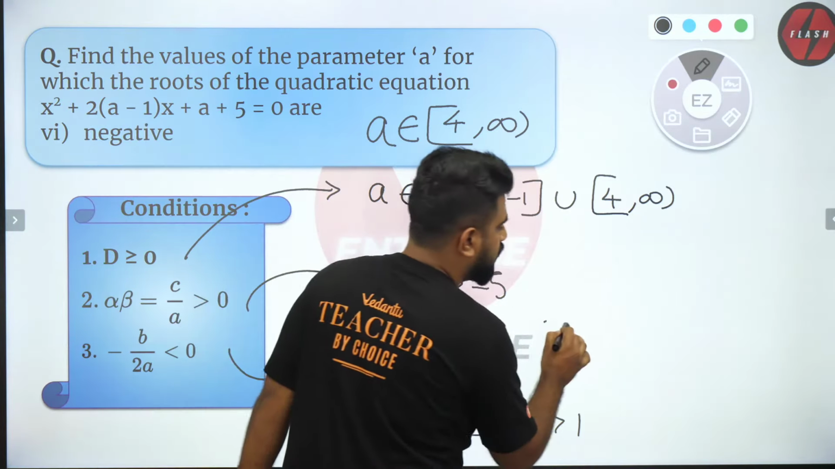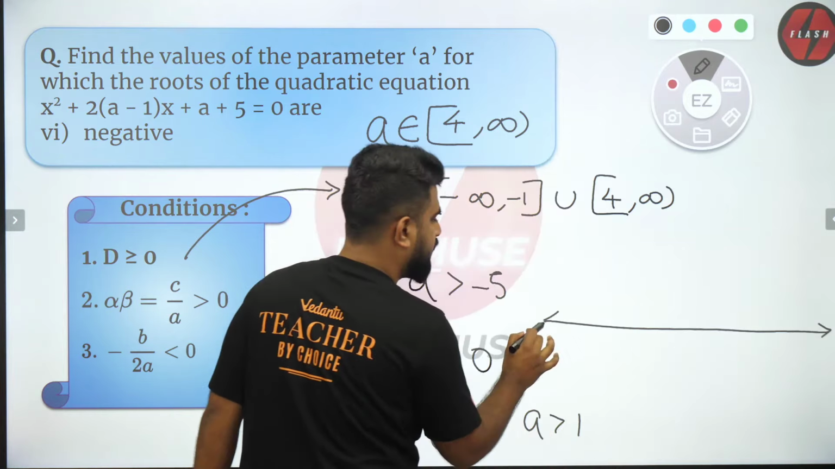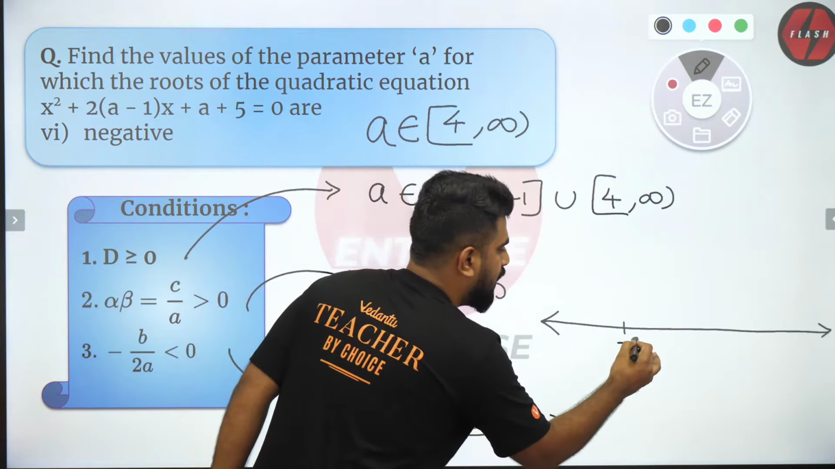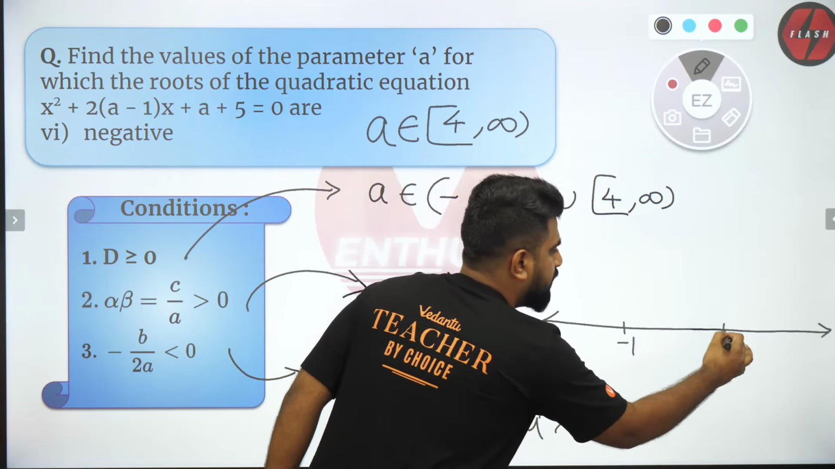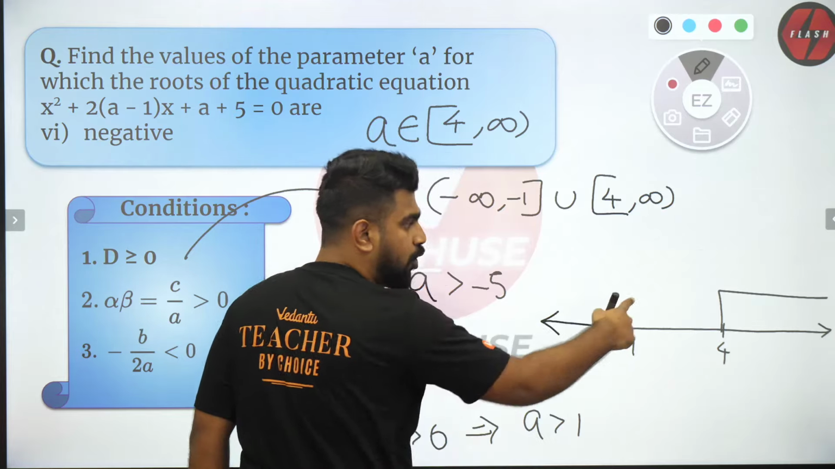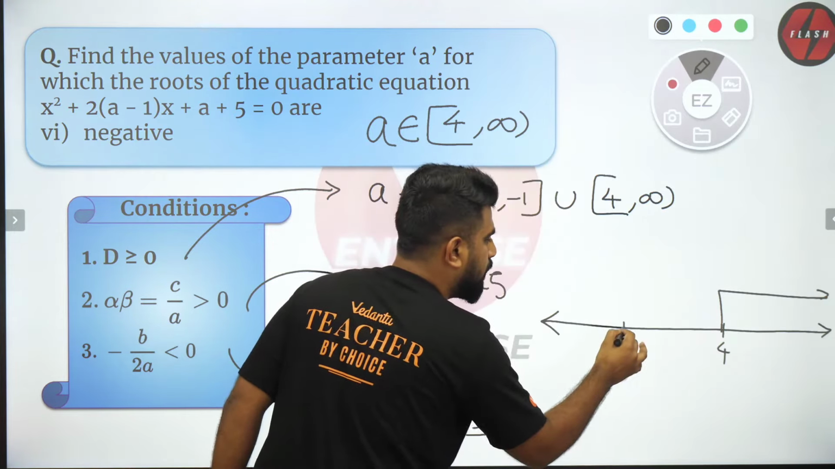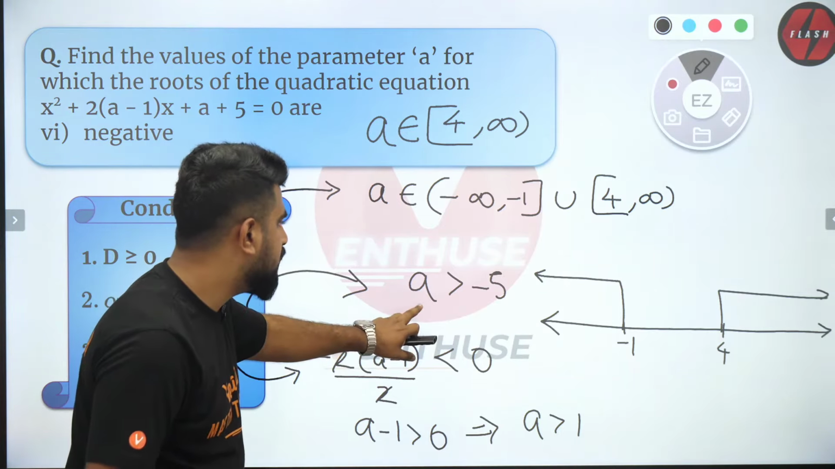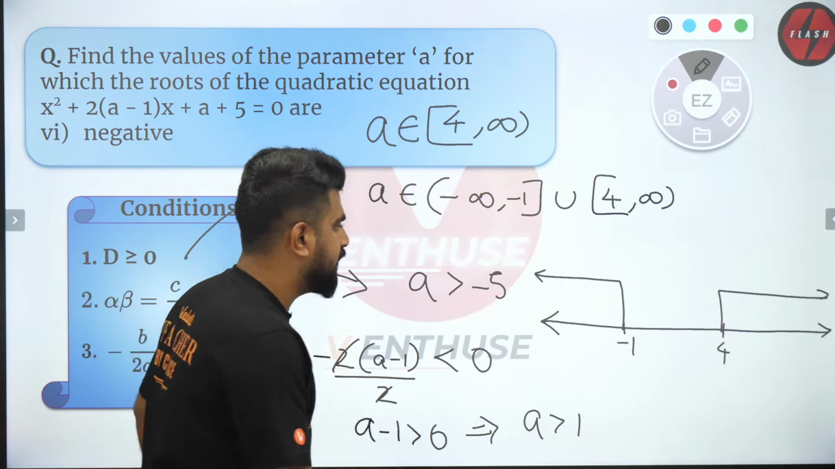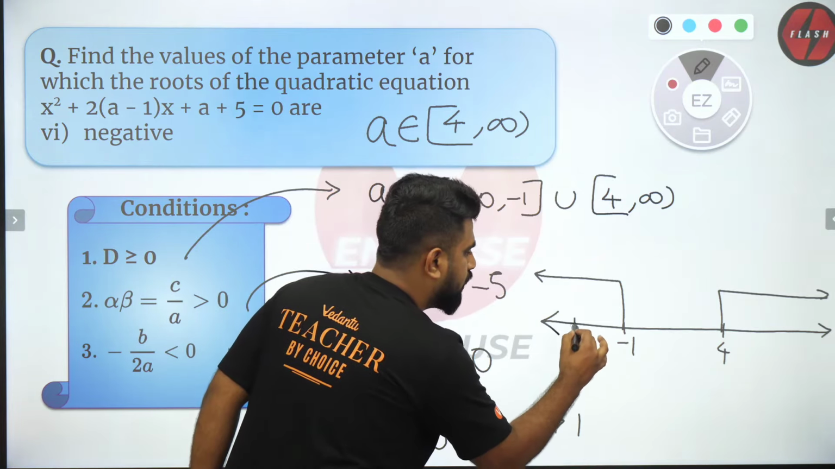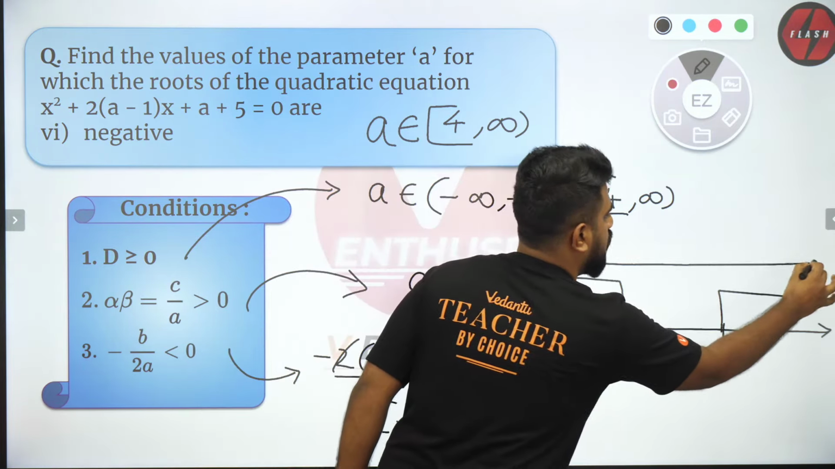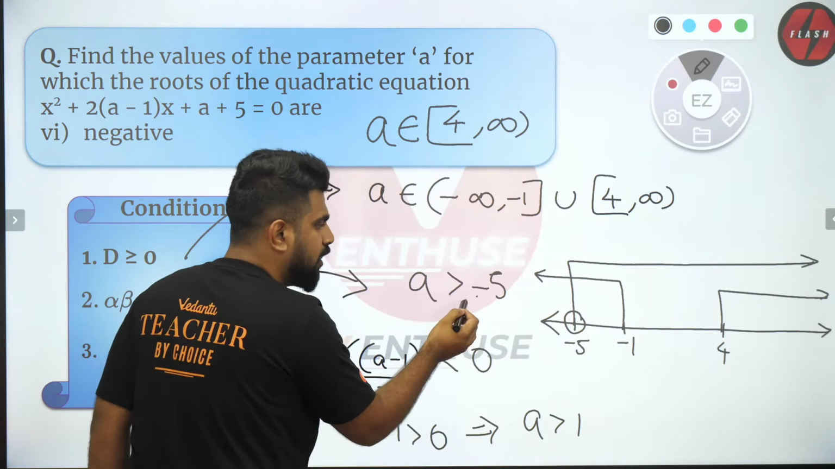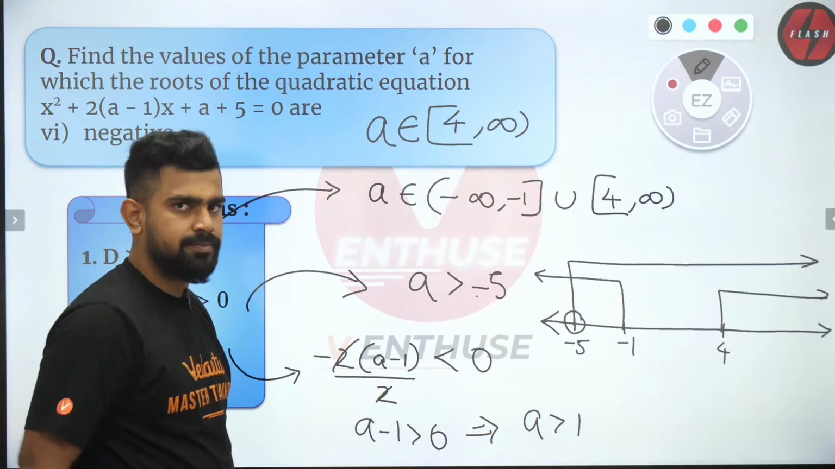What I tell my students who find it difficult is to draw a number line. First you mark this region. This region is minus 1, 4. So from here to here, because 4 to infinity, and minus 1 to minus infinity. Got it? So this is the first one. Second one is A is greater than minus 5. So minus 5 will be here, and A is greater than that, so it goes like this. I'll put a circle here because minus 5 is not taken. Not taken means equality is not there.